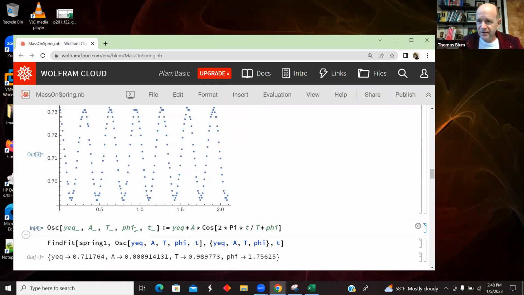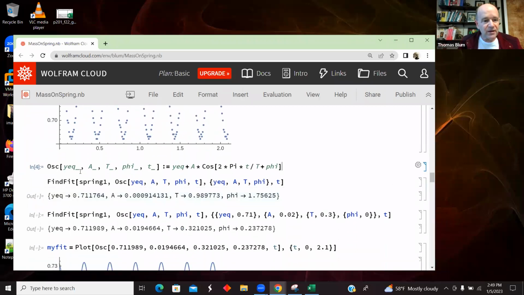And phi is a phase constant, what part of the cycle of cosine are we in? And then time is our variable, the quantity that changes. So the function is defined as the equilibrium position plus the amplitude times the cosine function, capital C, in square brackets, normal Mathematica stuff, 2 times Pi, Mathematica's Pi, capital P but small i, times the variable little t divided by the period capital T plus a phase constant, close square bracket for the cosine.